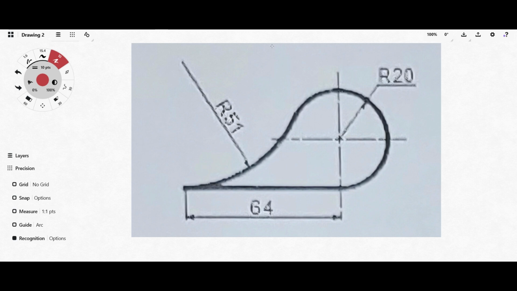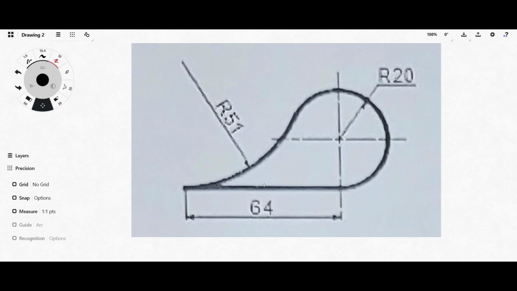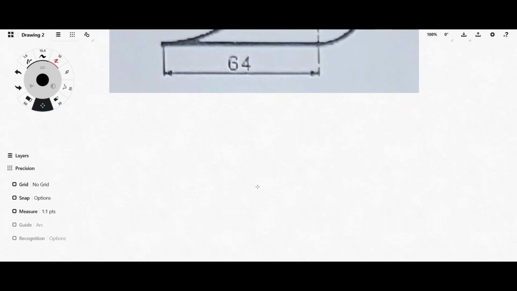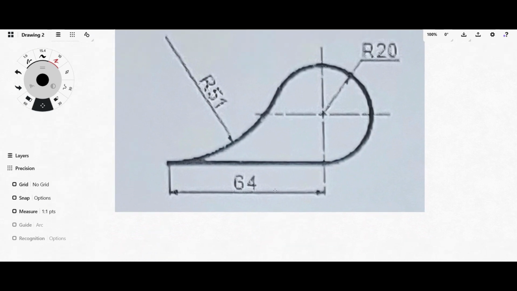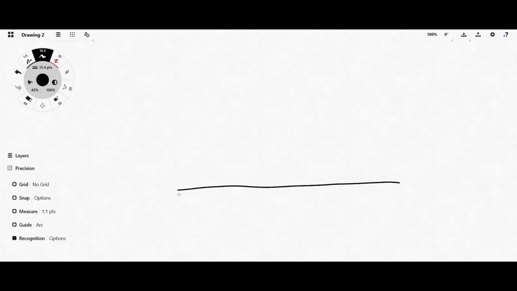To draw a figure, you mostly start from the easiest component that you can draw, then you build from there. In this particular one, for me, the easiest could be this line here, or if you prefer, you can draw this circle and continue from there. So let's start with the straight line. It says you have a straight line of 64 millimeters.